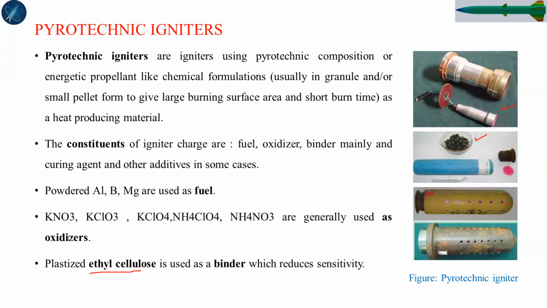Potassium nitrate, potassium perchlorate, ammonium perchlorate, and ammonium nitrate are also used as oxidizers in this case. Then plasticizers like plasticized ethyl cellulose are used as binder. So binding agent, fuel, and oxidizer are required in a proportional manner.